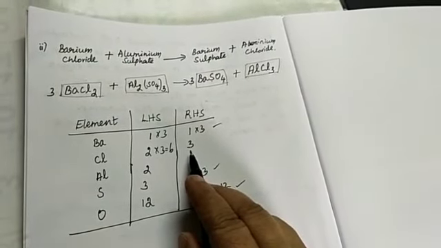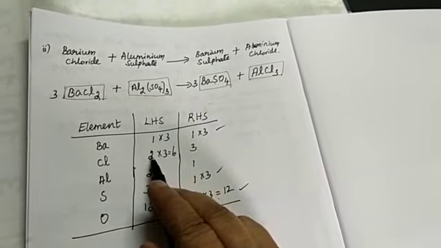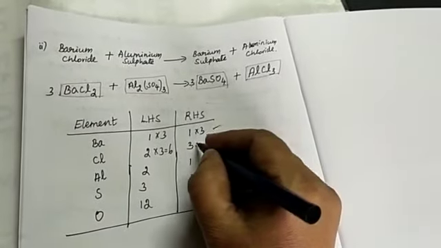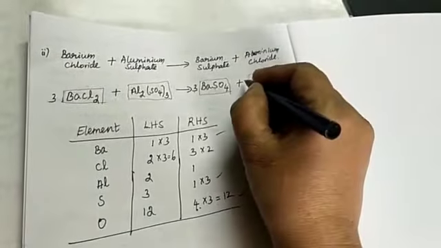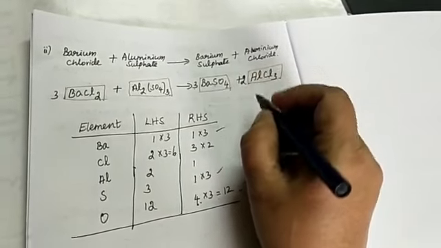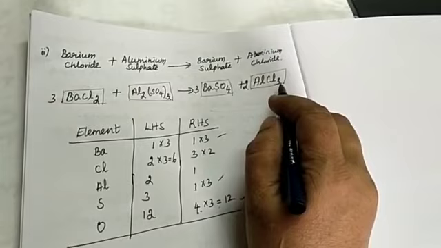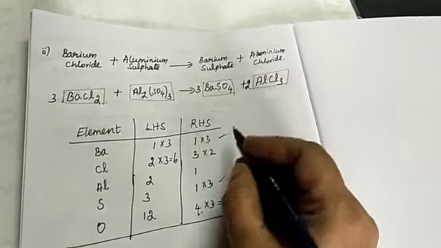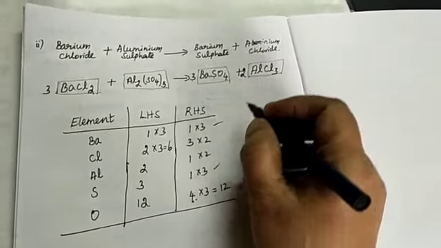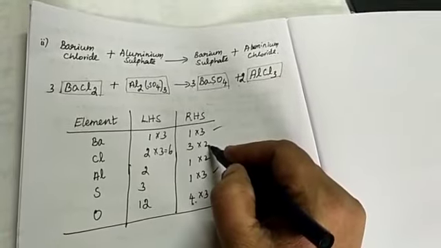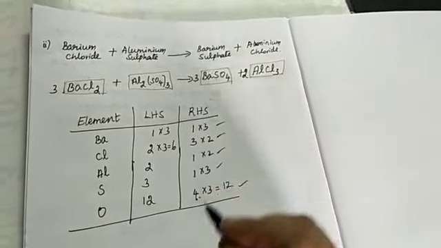But now here Cl is only 3 in the RHS, in the LHS it is 6. So we have to multiply by 2. So we write the number in front. Now when we write 2 here, the 2 is common for aluminium as well as for Cl. So it has become 2 Al, and 2 into 3, 6 Cl. So now everything is balanced.